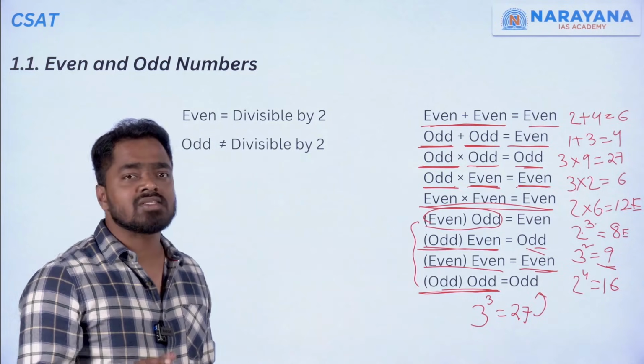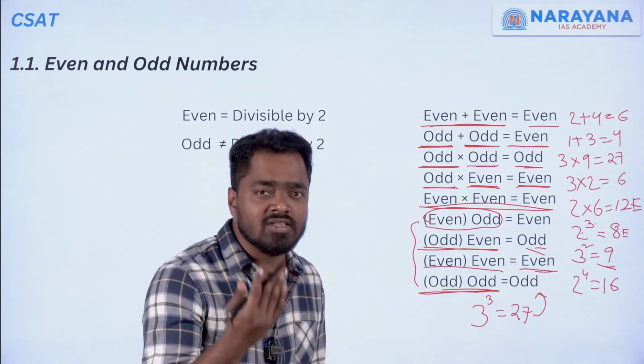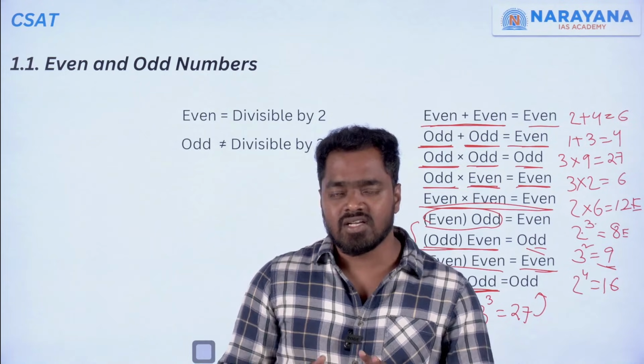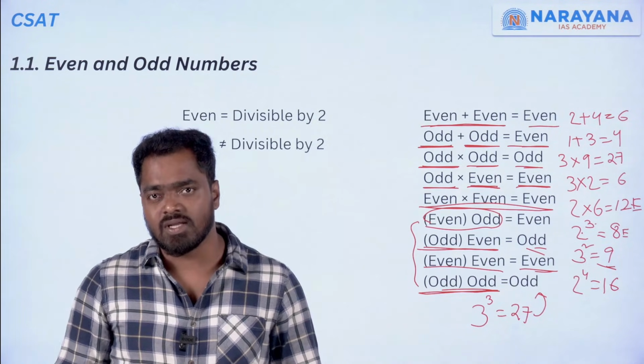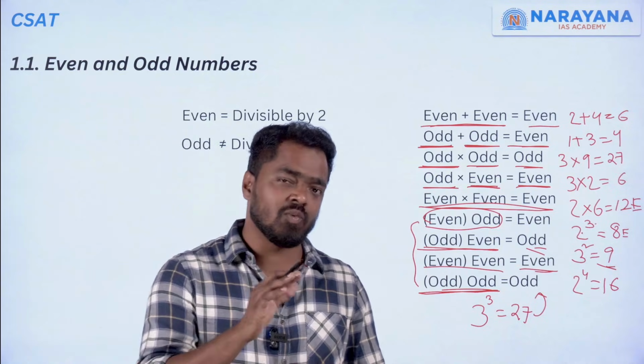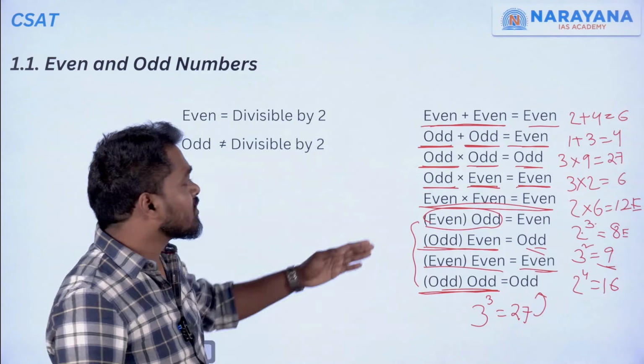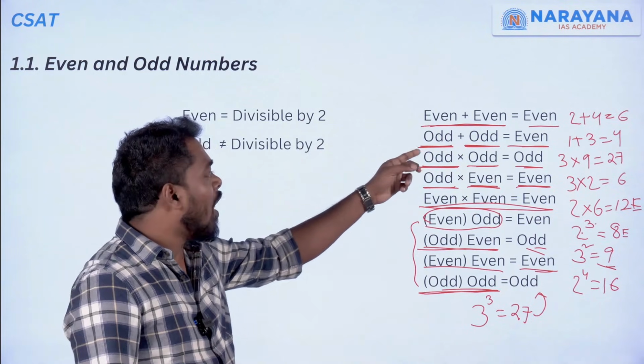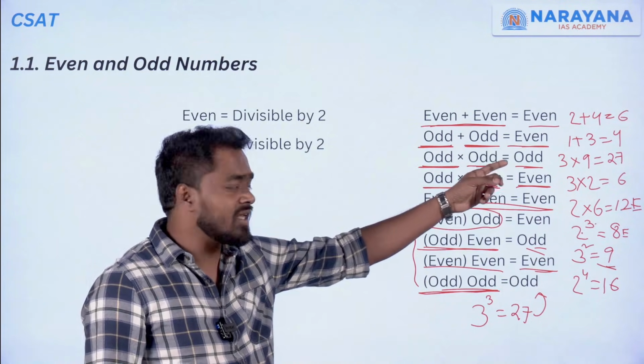And these properties are very useful in solving the sums. These are like shortcuts, so you don't need to do the calculation. If you remember these properties, it will save time while solving problems. So what are those properties? Even plus even is an even number. Odd plus odd, again you will get even.